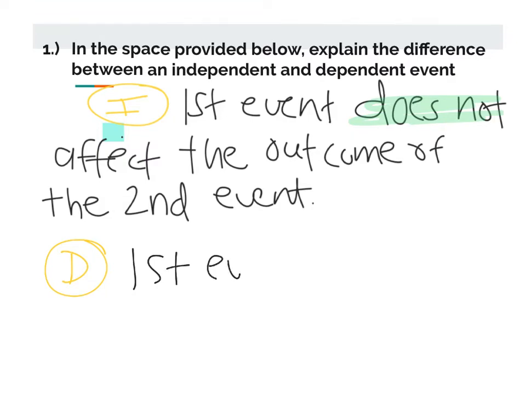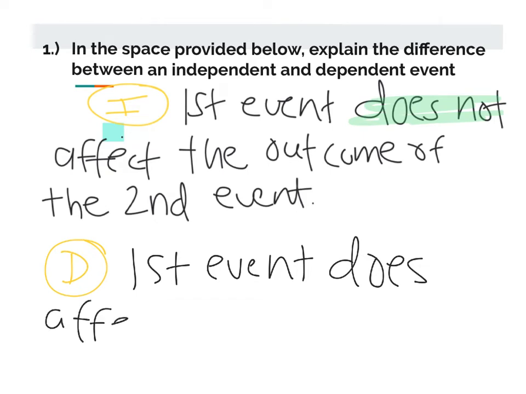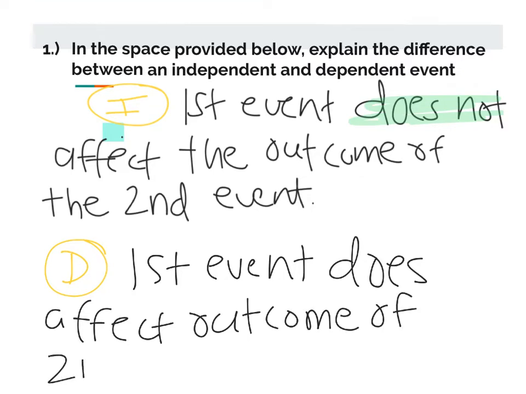So first event does affect outcome of second event. So that would be, for instance, you selecting a raffle ticket from a jar, and when you select that raffle ticket, you leave it out, you don't put it back, and then you select a second raffle ticket. When you leave that first raffle ticket out, you have now changed the outcomes of what's left inside of that jar. So the first event affected the outcome of the second event.